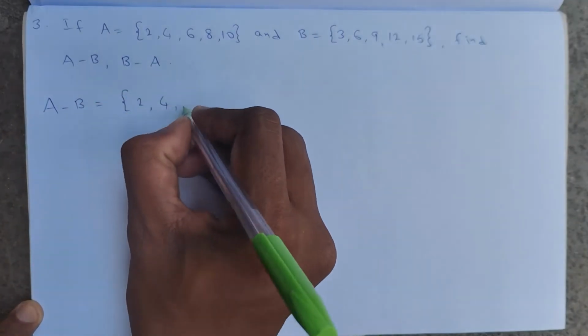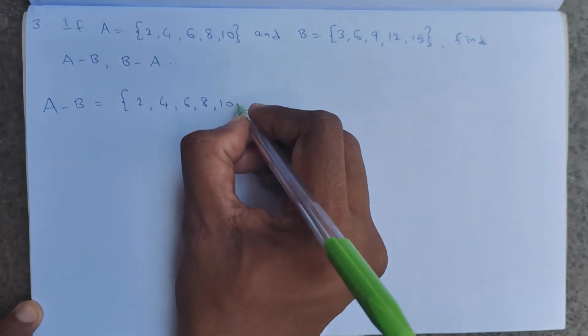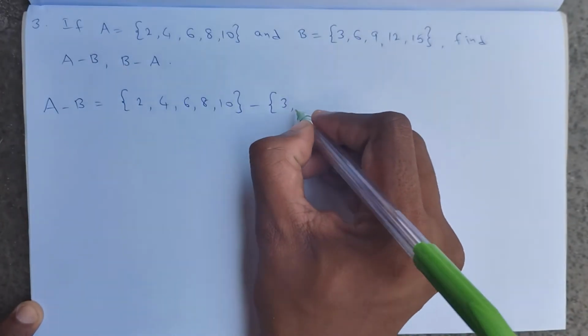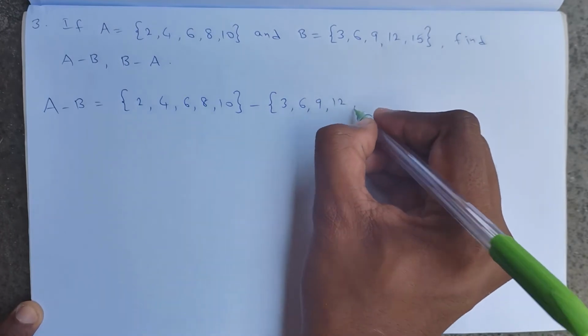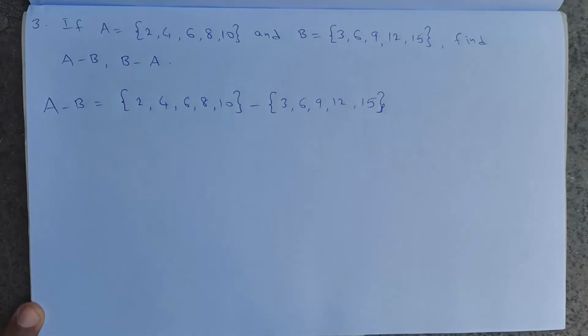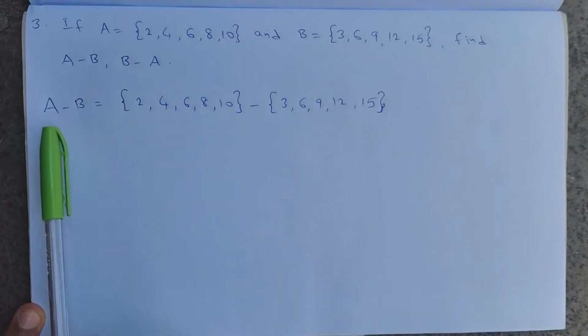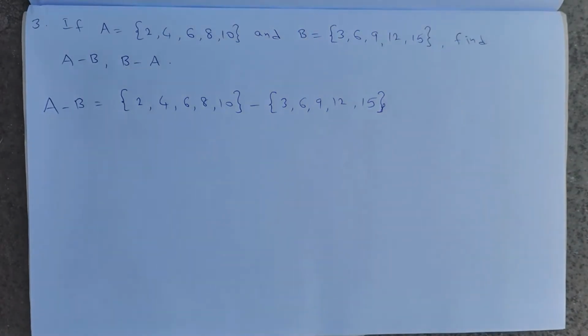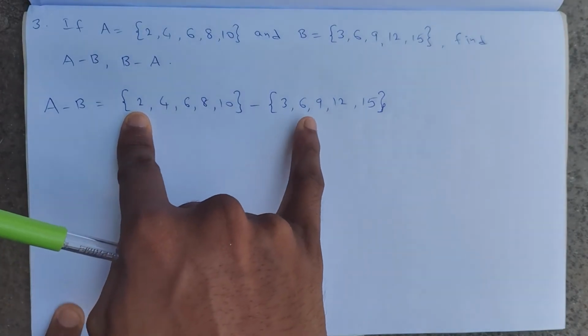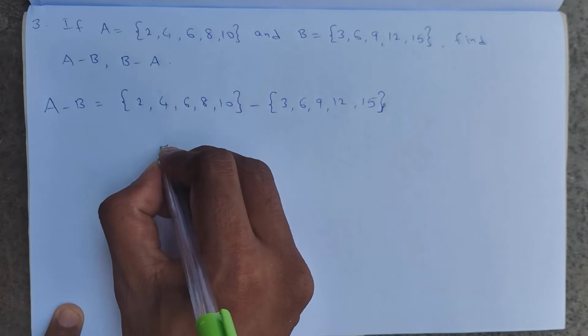Set A is {2, 4, 6, 8, 10} minus set B is {3, 6, 9, 12, 15}. Here we need to find A minus B. A minus B is nothing but from the set A, we need to remove all the elements which are present in set B. So here 2 is there, in the set B 2 is not there, so we want that 2.